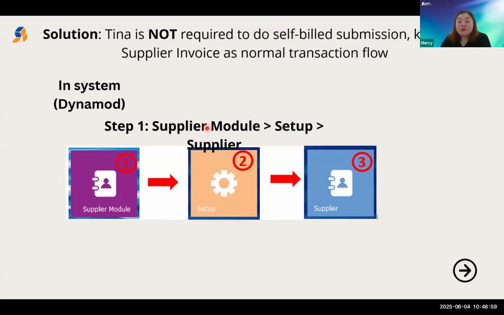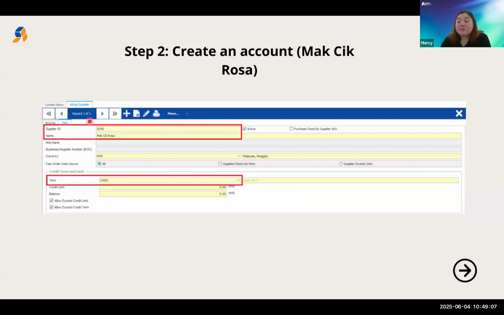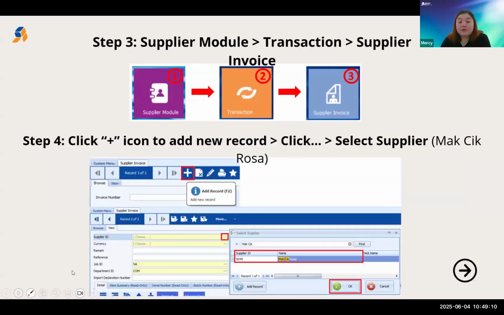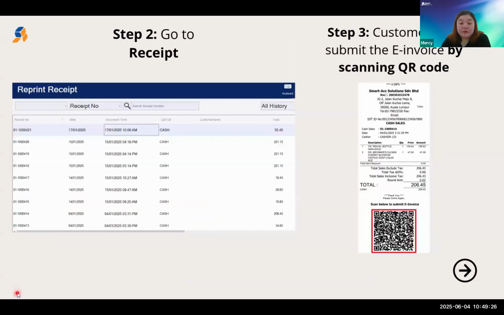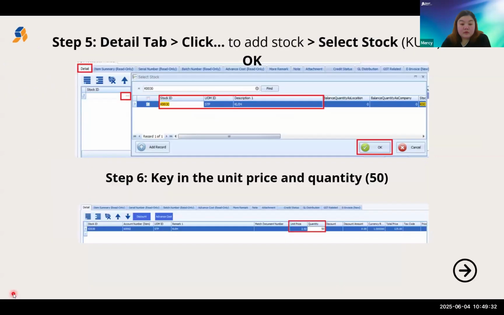So how to key in the supplier invoice? You go to the supplier module. You set up the supplier first. After that, you key in the supplier profile. Then you proceed with the supplier transaction as normal. So you do not need to do any service. Just key in for your transaction purpose. After that, you save it. Or maybe you go for the payment voucher. This is the first scenario.